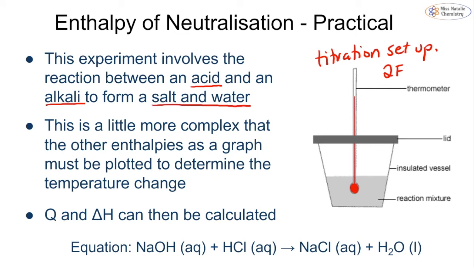Now, this one is slightly different in terms of how we actually carry out the calculation. And the reason for that is we cannot easily work out our temperature change. We have to figure out our temperature change using a graph. Once we get that temperature change, then the calculation is the same. So it's just this first bit before it that's a little bit different. And this is a very, very common exam question. And this could be worth 5 to 6 marks because they'll ask you to draw a graph and then do a calculation. So in this case, we're reacting sodium hydroxide plus hydrochloric acid to give us sodium chloride and water.